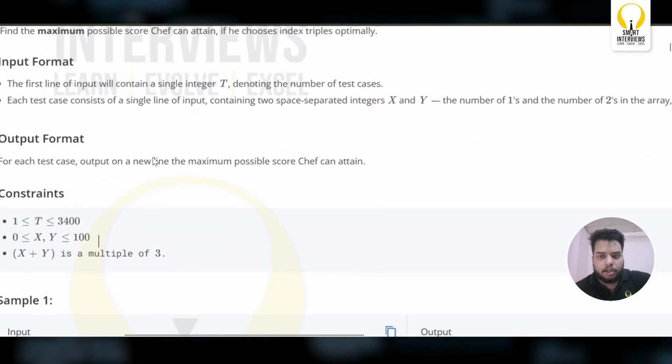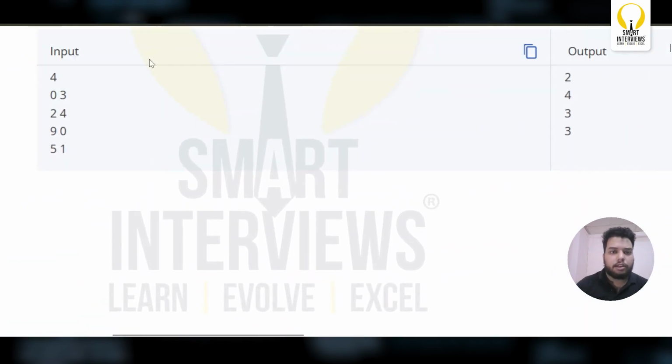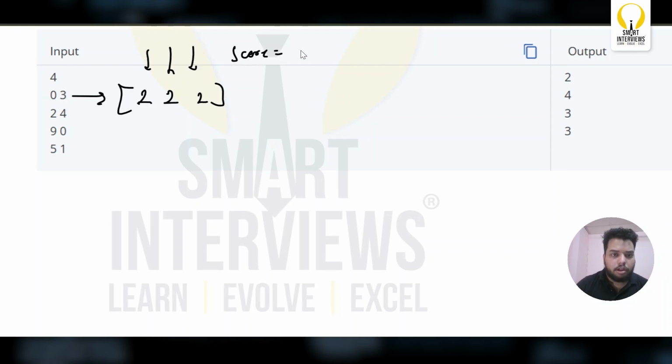Coming to the example, if I take the first example, what does it mean? I have 0 ones and 3 twos. So I need to take any triplet i, j, k, and for the score, 2 is going to get added. I can't take the remaining 2 to get the answer, because I need to take a triplet and these are already present in the set. So for this, the answer is going to be 2.